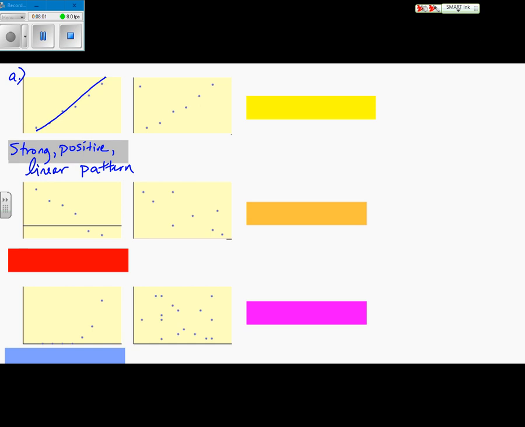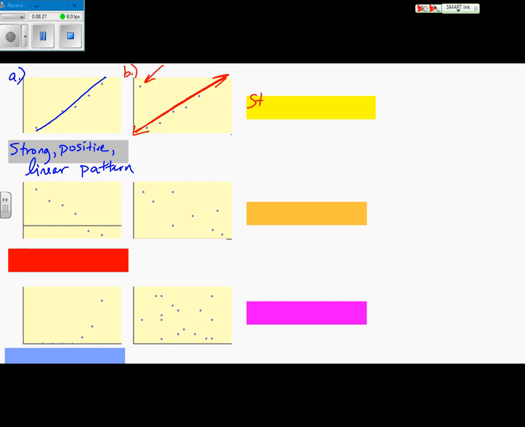Let's look at this next one, B over here. It looks very similar, does it? Now, if I draw a line through the middle, I have this guy hanging out right here. It looks like he's going to be an outlier. However, I haven't done the test on it yet, so all I can call it is a potential outlier. If that guy wasn't there, I would have a pretty strong, same as I had before, linear pattern.